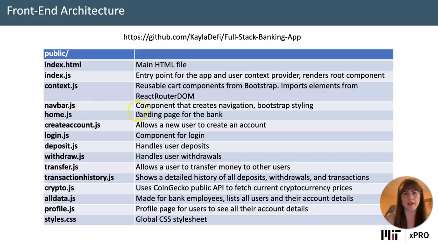I have the navigation bar imported from Bootstrap, which allows responsive and customizable navigation. It's easily styled and adapted to different sizes of screens. I have the home page, which is the landing page, and then I have all the rest of the components here, which create the functionality of the application, except for style CSS, which is responsible for the styling.